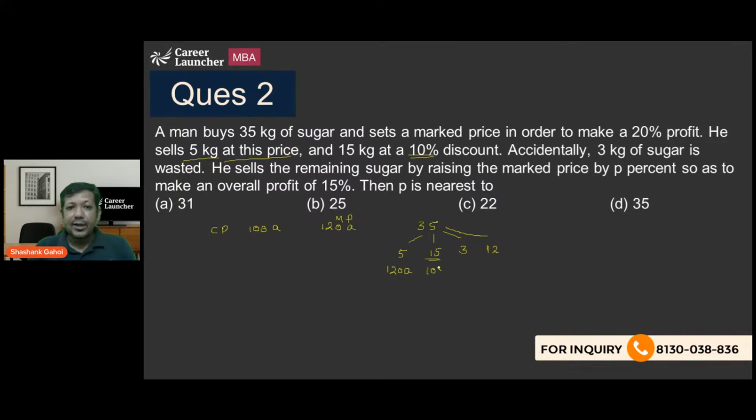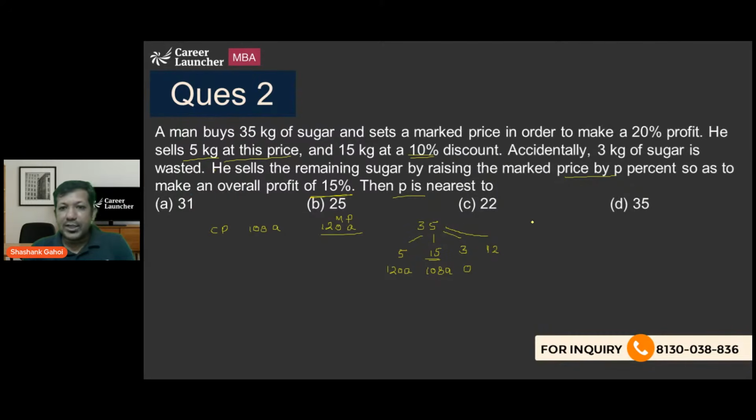It means selling at 180. Okay. These 3 kg he wasted. So what is the total selling price? 0. And the remaining he increased by raising the mark price. So basically he is increasing 120A by some percent, right? And he is making an overall profit of 15%. Okay. Then P is nearest to what?